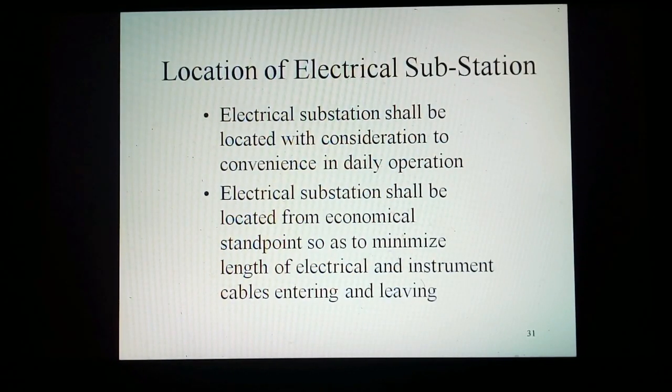Location of electrical substation. The electrical substation shall be located with consideration to convenience in daily operation. The electrical substation shall be located from an economical standpoint so as to minimize length of electrical and instrument cables entering and leaving.